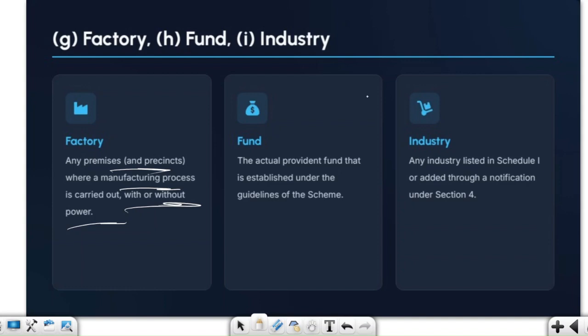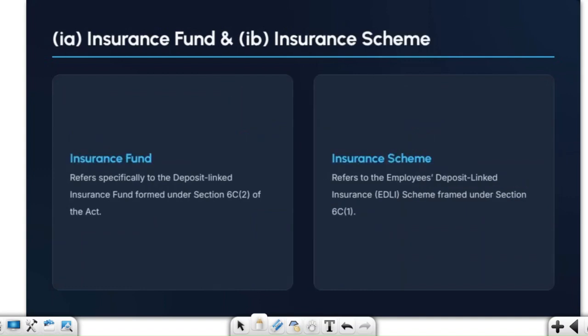Now fund. What is a fund? The actual provident fund that is established under the guidelines of the scheme. Talking about industry, it means all the industries listed in Schedule 1 or added through a notification under section 4. There is nothing that I should teach you here, you already know that. It means the provident fund established under the EPF scheme. Also, the insurance fund is the deposit linked insurance fund established under section 6C(2).